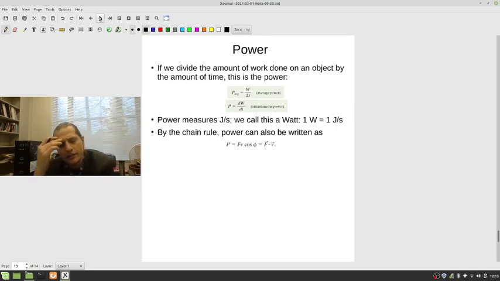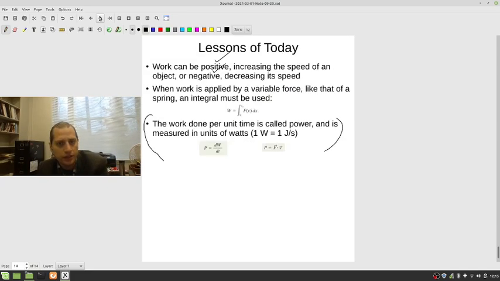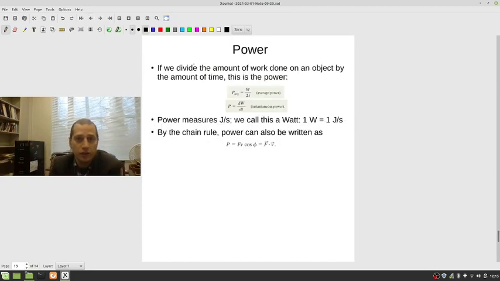All right, so that is in fact all that we're going to do today, because we ran out of time to get to power. Power is the amount of work being applied to a system divided by the amount of time, and it has units of joules per second, which is called a watt. And so we'll do more problems with this.